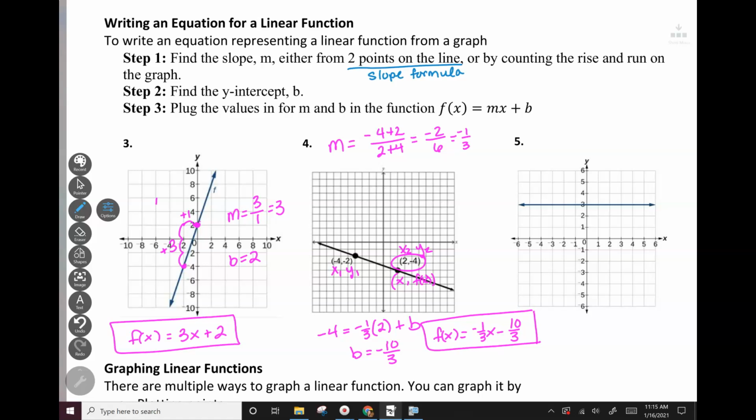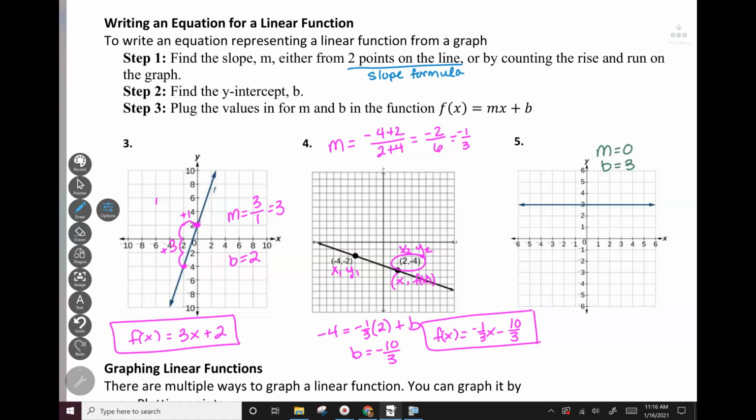All right, number 5. This one, hopefully we see, is a horizontal line, which means the slope is 0. There is no change in y as x changes. There is 0 change in y, so the rate of change is 0. Okay, and then our y-intercept is 3.